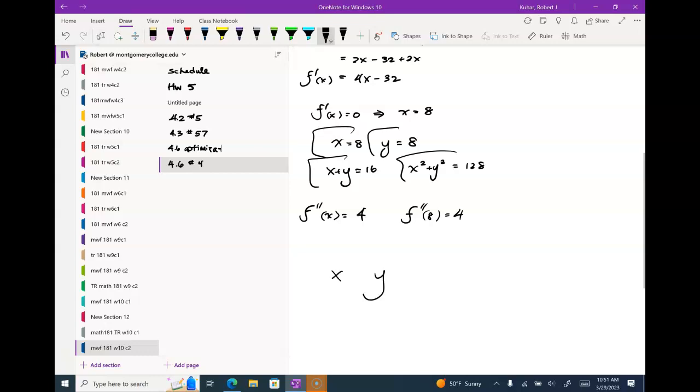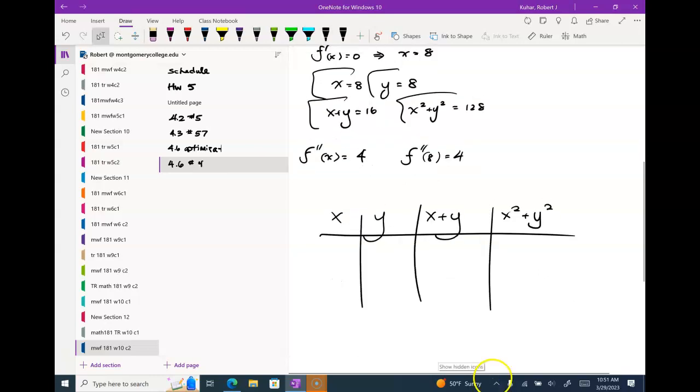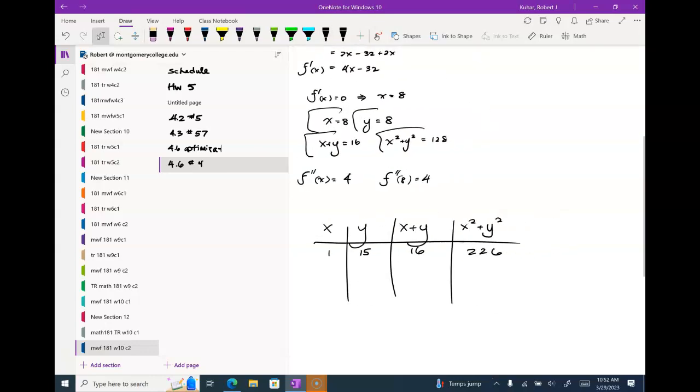So for example, x plus y, x squared plus y squared, right? If I can just start writing some values out, how about 1 plus 15, isn't that 16? And then if I square those and add them, give me a second. 1 squared plus 15 squared is 226, right? Remember, I want that piece to be minimized.